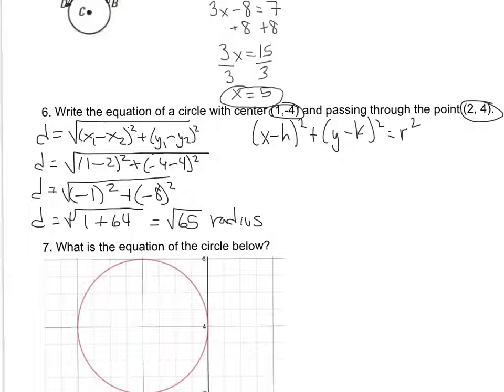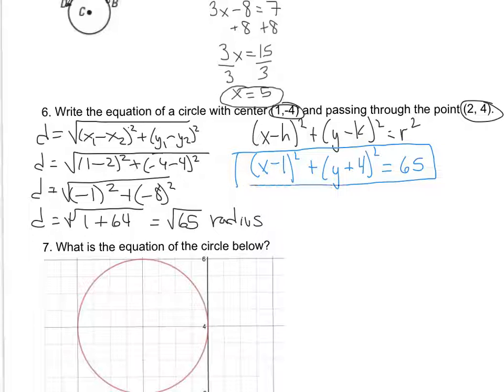So now all I have to simply do is plug in my center, which would be (x minus 1) squared, plus (y minus a negative 4), which would be y plus 4, squared, equals radius squared. So if I take the square root of 65 squared, I get 65. So this would be the equation of a circle with the center (1, -4) that also would have (2, 4) on its edge.